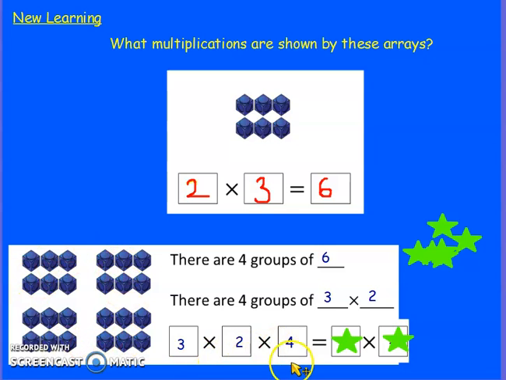So we've multiplied 3 numbers together in this picture. We know that 3 times 2, or 2 times 3, is 6. We worked that out at the start. And we're now going to times that by 4. What is 6 lots of 4? Let's count in sixes together. 6, 12, 18, 24. We can write our answer here.